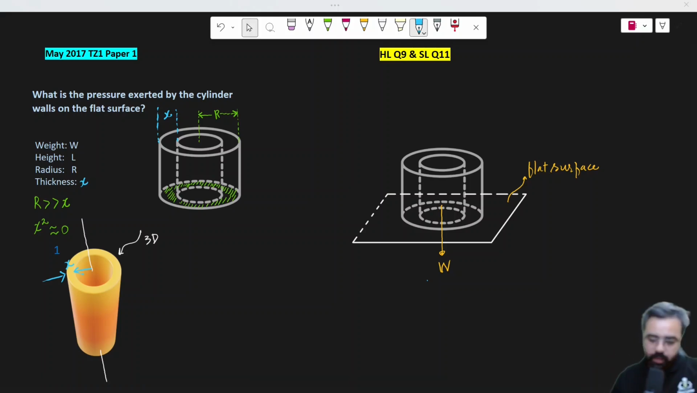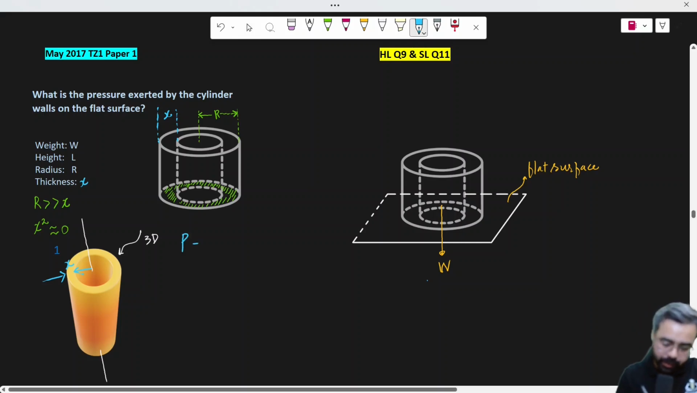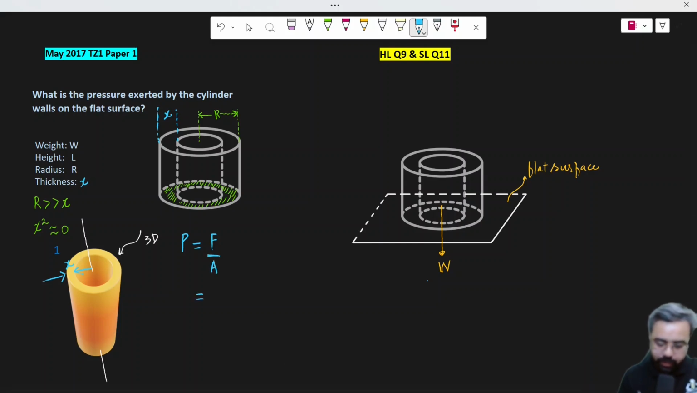So how can we find it? Okay, let's see. We want to find the pressure, and the pressure is always equal to the normal force per unit area. So the force here is the weight, W, over area A. The area is the area of the part of the cylinder which is making contact. So why not find the complete area of this thing? Don't you think it should be pi r square? Pi r square. And then we find the area of this hollow part.